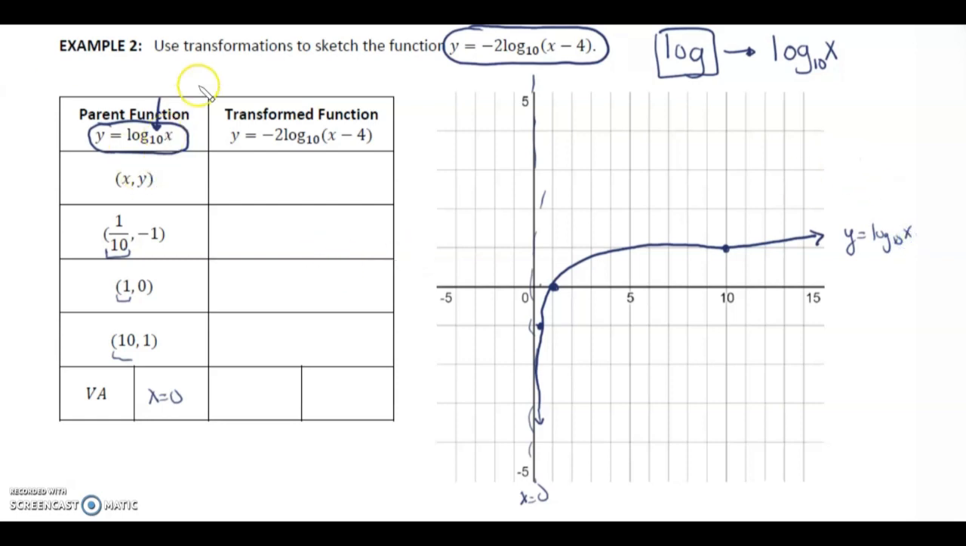Now, let's talk about the mapping notation. We see that this function has x minus 4 in the bracket, so the transformation that is applied to the x is going to be right 4 units. So we're going to do x plus 4. And the transformation that's applied to the y coordinate is negative 2, so it's going to be negative 2y multiplied. Okay, so let's sub in 1 over 10 to the x. 1 over 10 plus 4 is going to be 4.1. Let's go all the way down the x's. Sub in the 1: 1 plus 4, we get 5. Sub in the 10: 10 plus 4, we get 14.